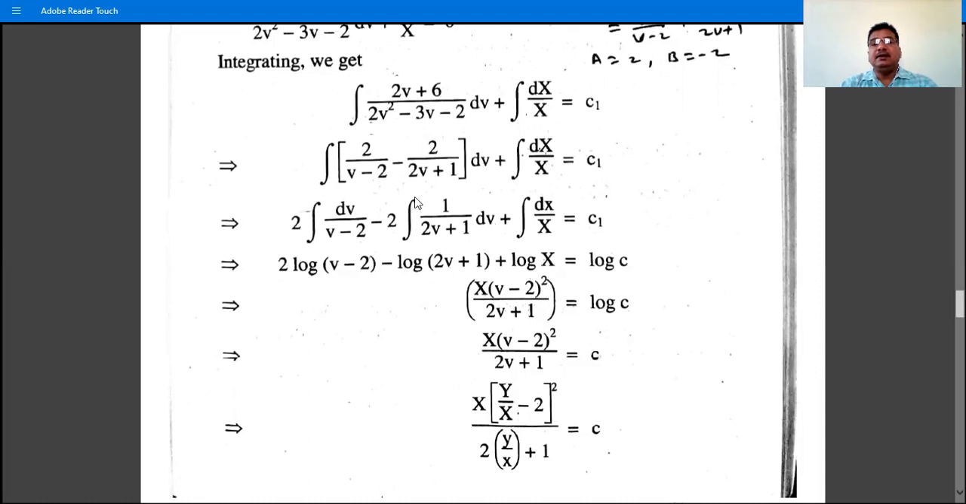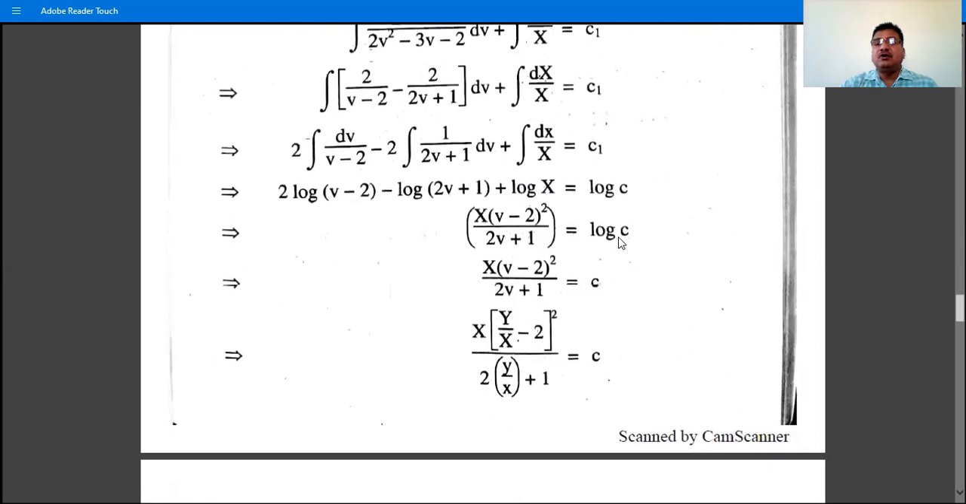By using the rule for the integration of 1/(ax + b). What is the integration of 1/(ax + b)? It is log(ax + b) divided by a. So this 2 and the division by 2 cancel, and then the integration of 1/x is log x, equal to log of c as a constant. Then use the rule m log a is log a raised to m, so it becomes (v − 2)², and then use the rule log a − log b is log(a/b), and log a + log b is log(a·b).